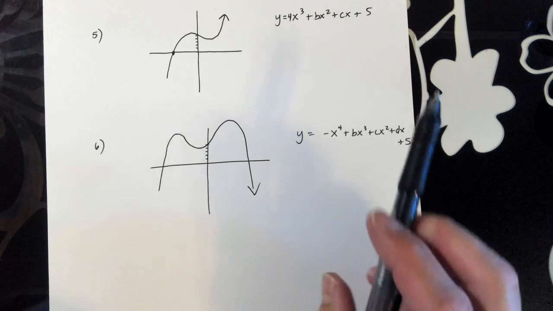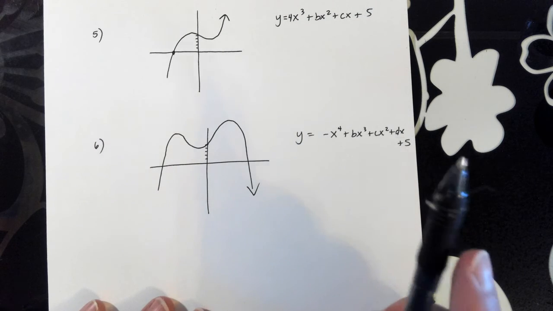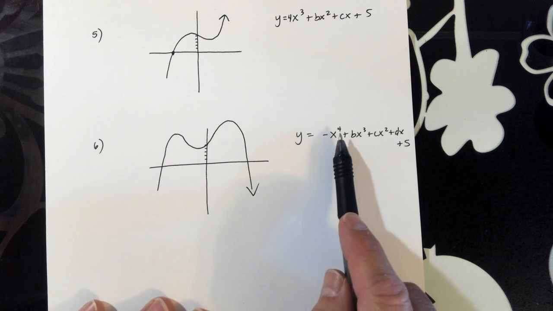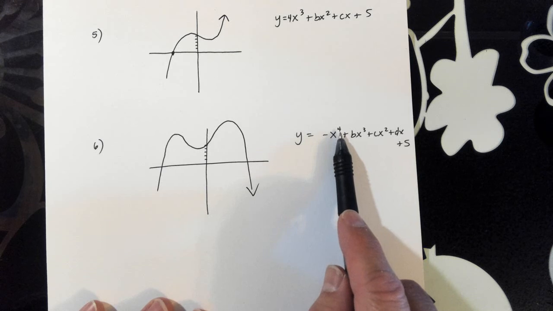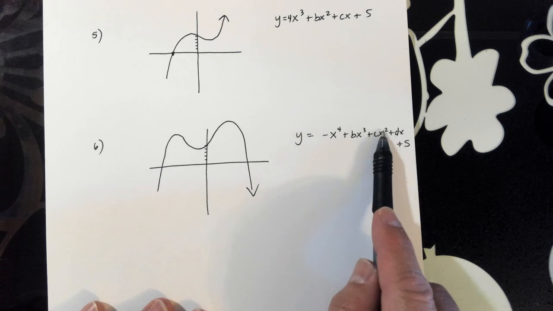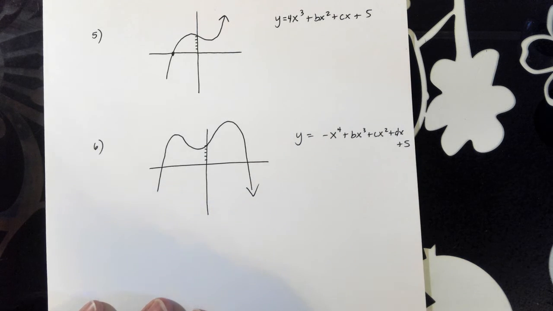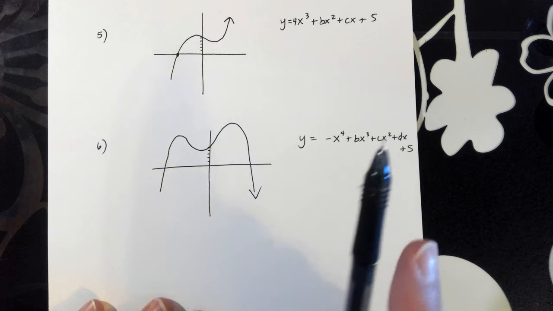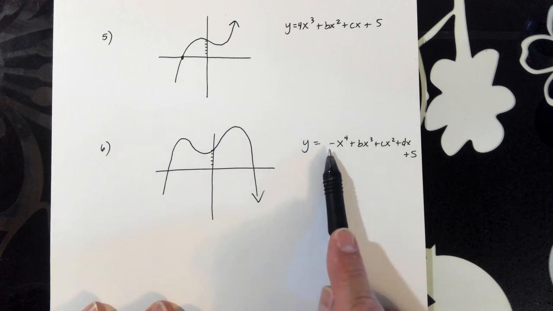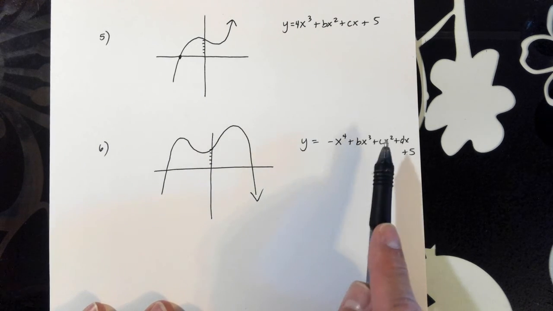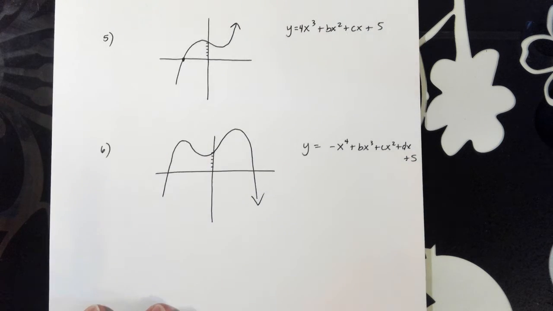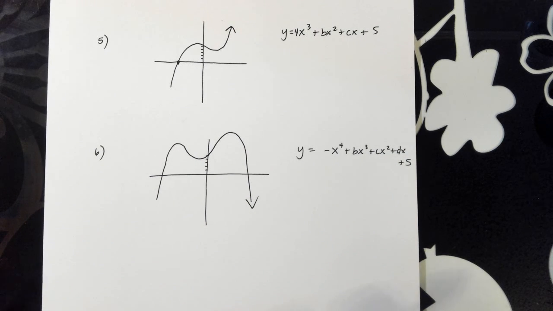One thing I probably should have mentioned in the very first lesson is the exponents go in decreasing order, 4, 3, 2, 1, nothing. I think I did mention that, but I didn't mention the letters. This is A, B, C, D, E, F, G, and so forth. It's just standard notation when you're writing a generic polynomial function.